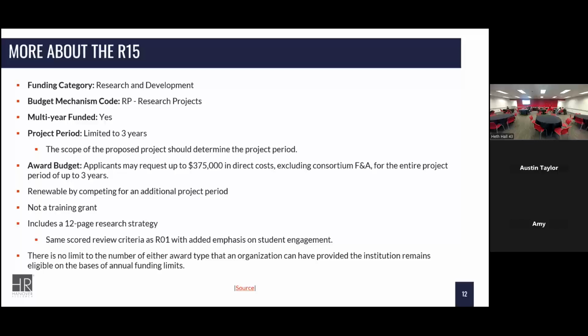And there's no limit on the number of R15s an institution can pursue, with a caveat. One of the things that makes Bradford and other institutions eligible for this funding mechanism is that they're not receiving a certain number of NIH dollars. And so if you have 10 of these and it puts you above that funding threshold, which we'll talk about in a minute, then you can't have multiple awards. But you can have as many as you need, provided that you're underneath that funding limit.